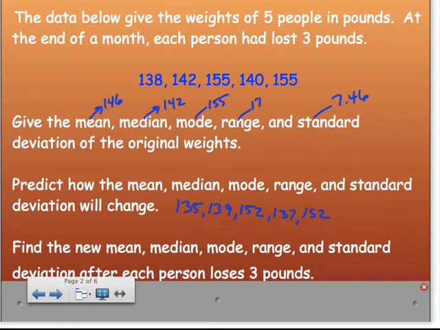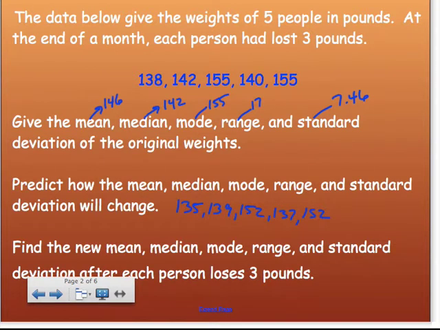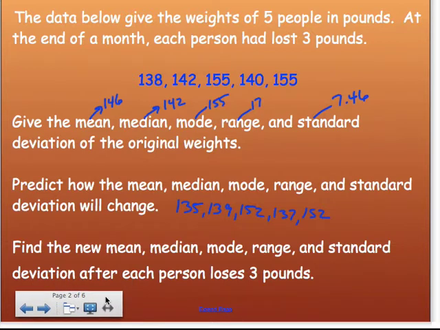I want you to find the new mean, median, mode, range, and standard deviation after they lost the 3 pounds. From that list in the middle, where I reduced every one of those numbers by 3 pounds, find the new values. Again, feel free to hit pause on this video so that you can do that.